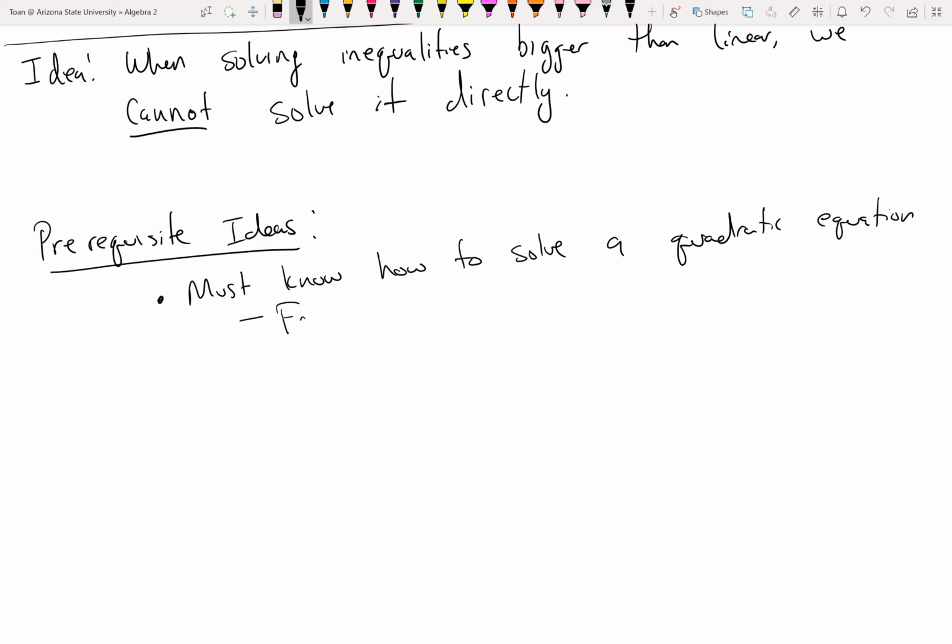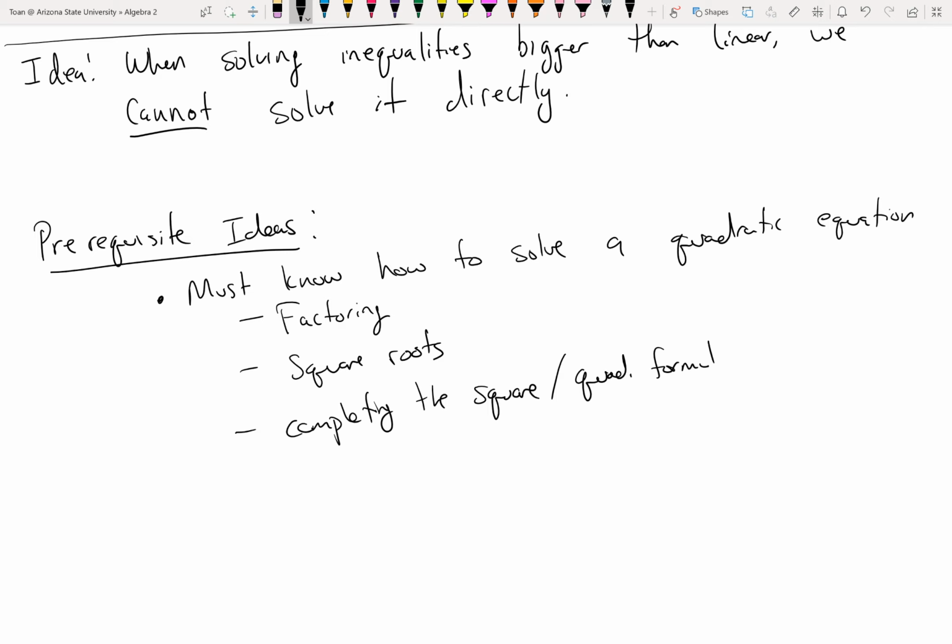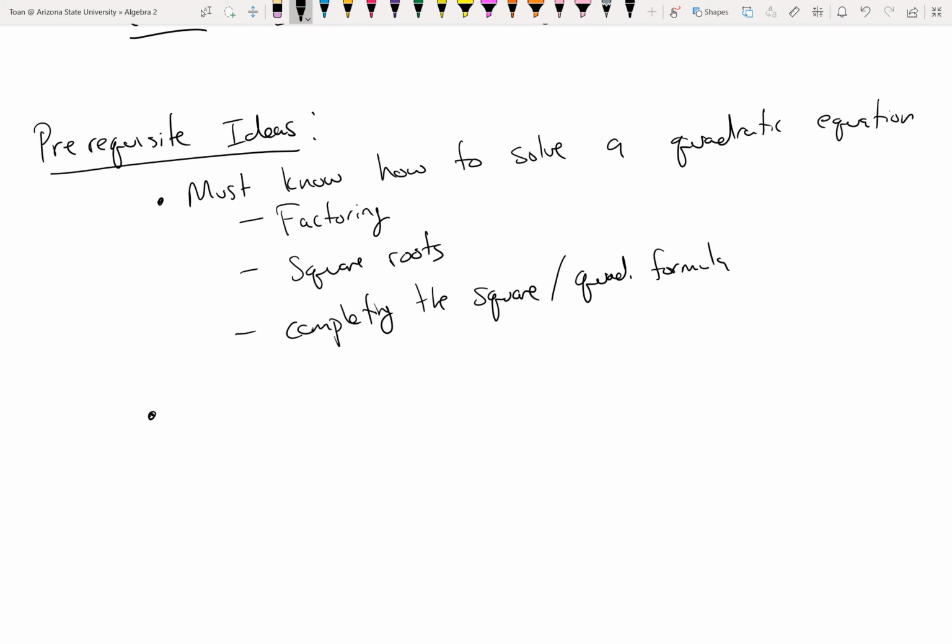By all methods, you must know how to solve by factoring, by taking square roots, by completing the square, or the quadratic formula. You must know a little bit about the graphs of quadratics. We should know that there are two types of quadratic equations when graphed. You have an upwards parabola and a downwards parabola. And the only thing that determines if you have an upwards parabola or downwards parabola is the leading coefficient. If the leading coefficient is positive, your graph will open up. If the leading coefficient is negative, your graph will go down.